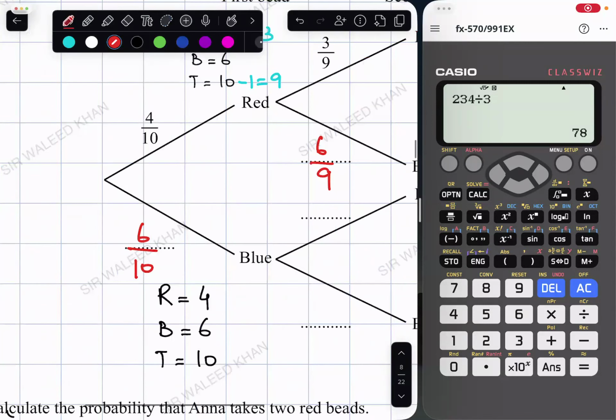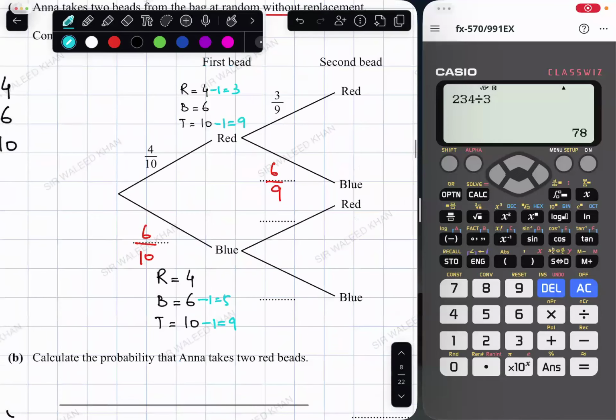This will be reduce 1 from the blue, we have 5. Reduce 1 from the total, we have 9. So the probability that the second bead is a red is 4 by 9. And the probability that the second bead is a blue is 5 by 9. Okay.